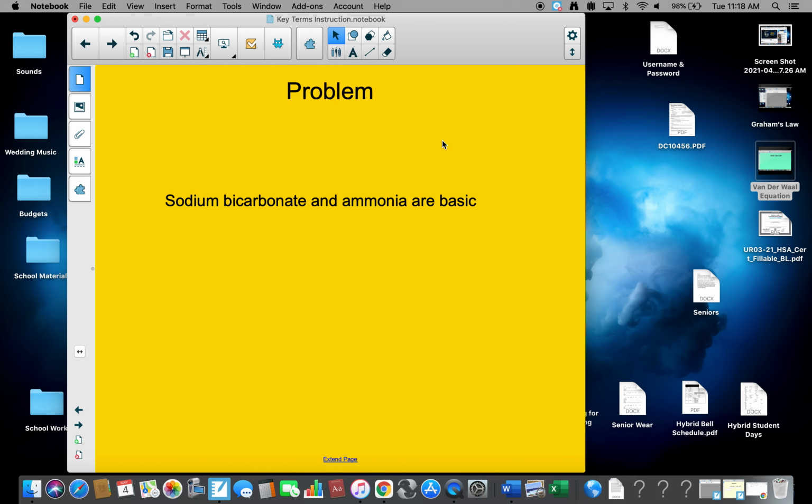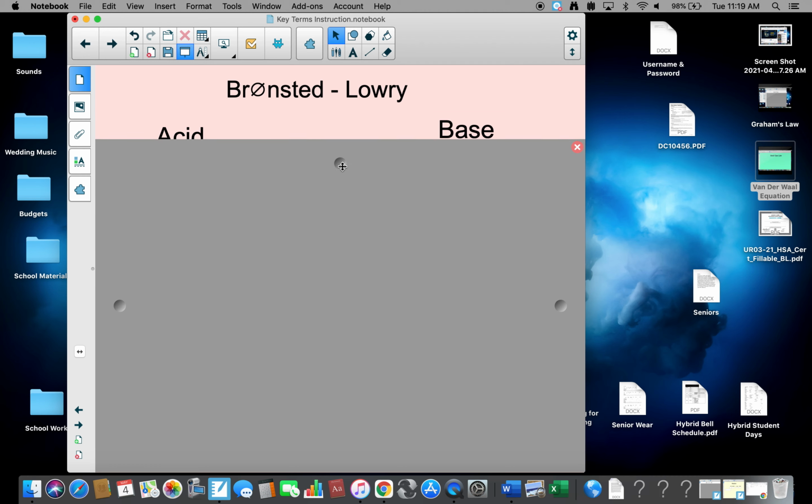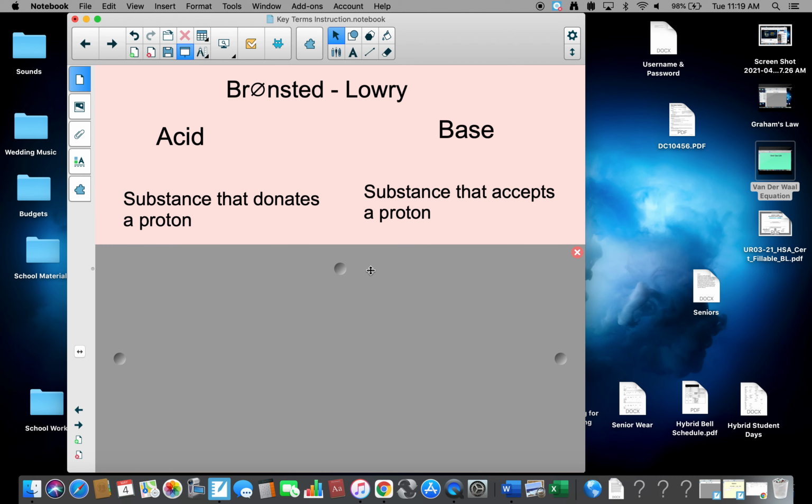All right, so there is a problem with the Arrhenius definition. Sodium bicarbonate and ammonia are both basic, but if we look at the formulas, bicarbonate is HCO3 minus, and ammonia is NH3, they're both bases, and there's no hydroxide. So two different scientists, a Dane named Brønsted and an Englishman named Lowry, came up with a solution at the same time, so we give them both credit. And yes, you do have to put the little line through the O, since it's a Danish name. According to them, an acid is a substance that donates a proton, and a base is a substance that accepts a proton. What are we talking about here?